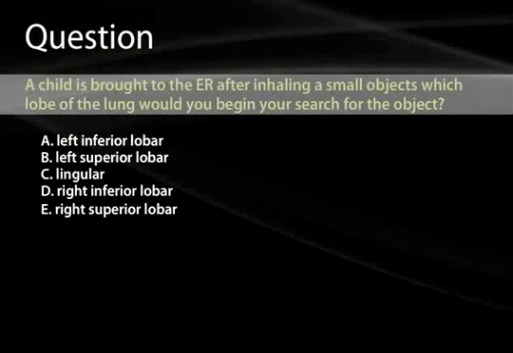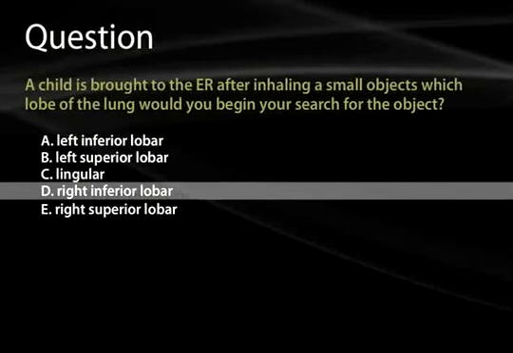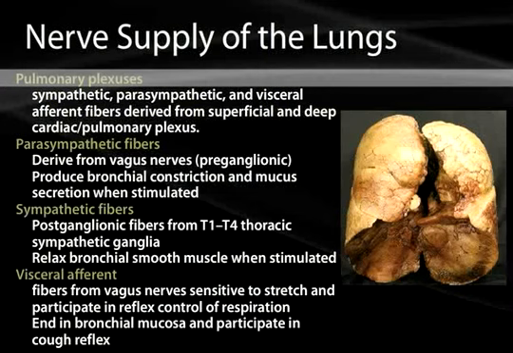If a child is brought into the ER after inhaling a small object, which lobe of the lung would you begin your search for the object? As we've just discussed, you should be thinking about the right inferior lobe. The child was not spending a long time in the bed or in a supine position, so what you want to really be thinking about is that inferior right lobar branch.